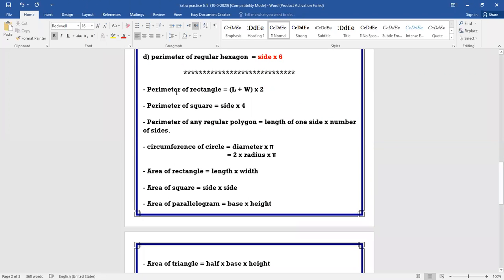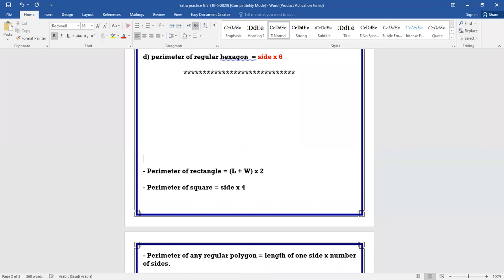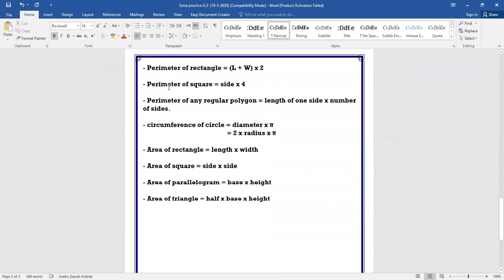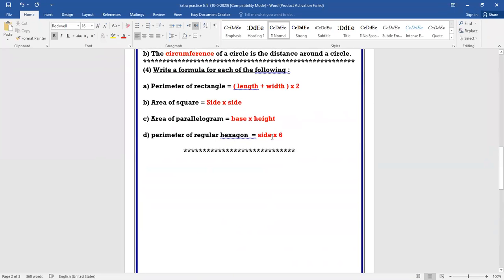These are the formulas again, and they are very important. Perimeter of rectangle: length plus width multiplied by 2. Perimeter of a square: side multiplied by 4. Perimeter of any regular polygon: length of one side multiplied by the number of sides, like we did here. Hexagon, 6 sides, side multiplied by 6. Pentagon, side multiplied by 5. Octagon, side multiplied by 8, and so on.